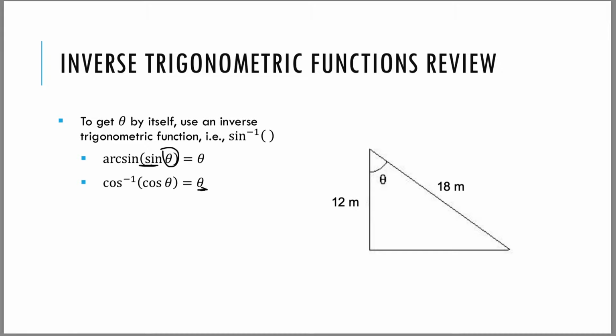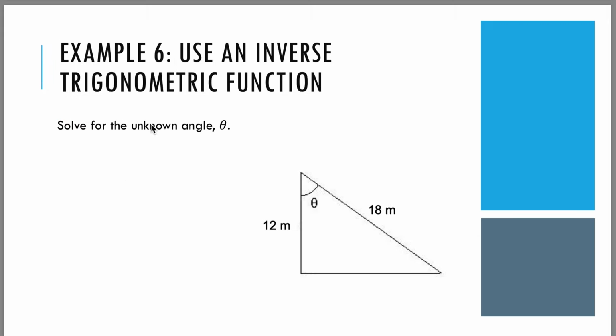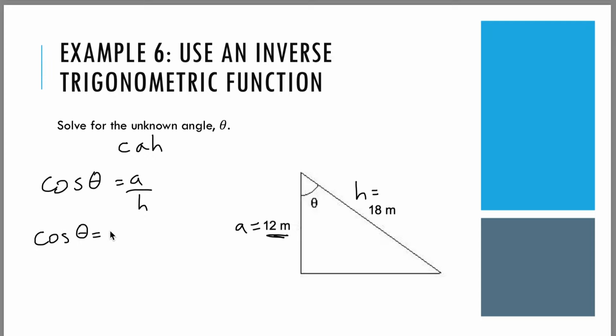So we can see this in an example here. Solve for the unknown angle theta. We are given this side, which is adjacent, A, and this side, which is the hypotenuse, H. So whenever we have adjacent and hypotenuse, the trig function that relates these two, remember CAH from SOHCAHTOA, tells us that the cosine of theta equals the adjacent over the hypotenuse. Let's plug in what we know. Cosine of theta equals 12 over 18.